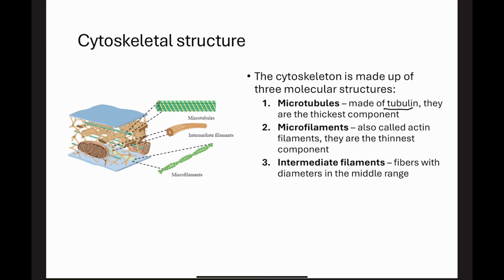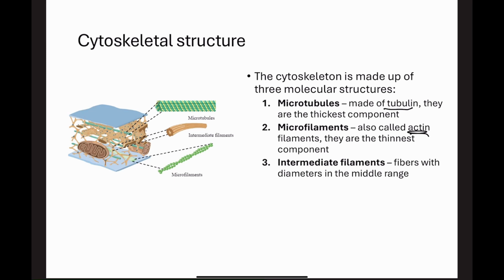Up next, we have our microfilaments, and they are made up of actin subunits, which is why they get the name of actin filaments as well. They are the thinnest component of the cytoskeleton, and they're really important for cell shape, muscle contraction, and movement. And they also play a really important role in intracellular transport and even in cytokinesis, which is another form of cell division. And lastly, we have intermediate filaments.